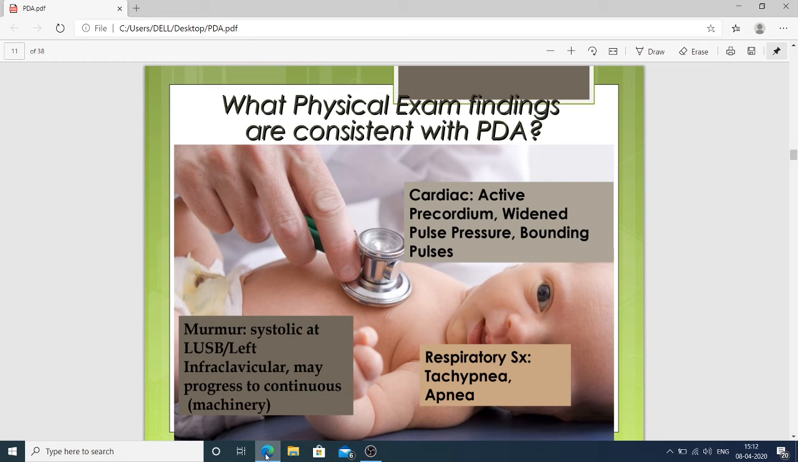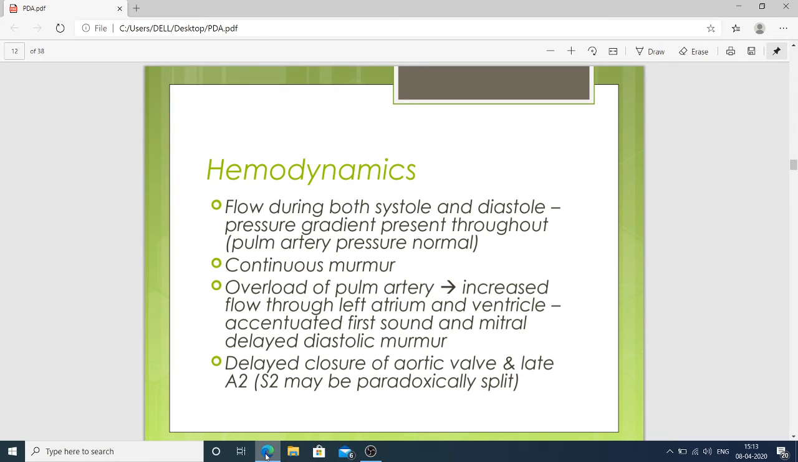LUSB stands for left upper sternal border and infraclavicular, situated below the clavicle region. May progress to continuous. Then hemodynamics. What does hemodynamic mean? It's related to the flow of blood within the organs and tissues of the body.